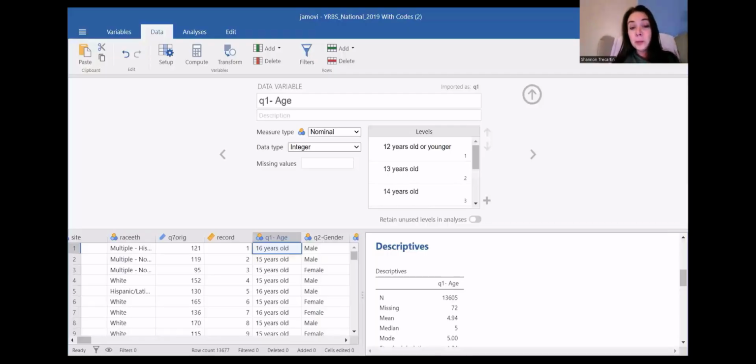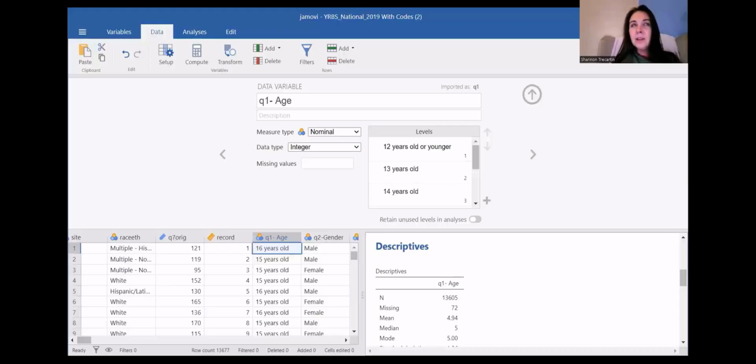This is really important because if you want to understand what your measures of central tendency mean, you need to know how these values are coded. So the variable is age. The values of the attributes are 12 years old or younger, 13, 14, 15, 16, 17, and 18 and older. So this says, which measure of central tendency is appropriate and what is the value of that category?